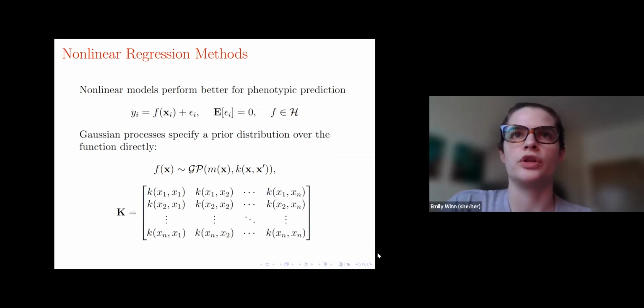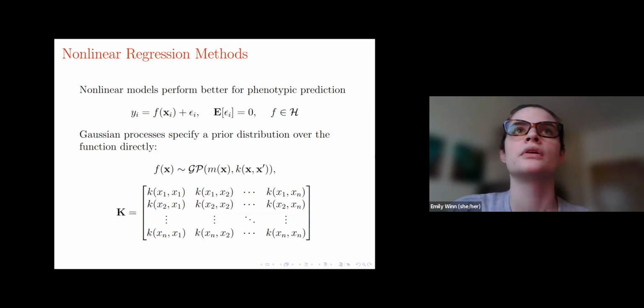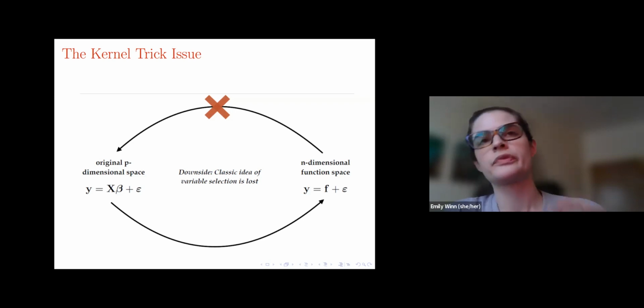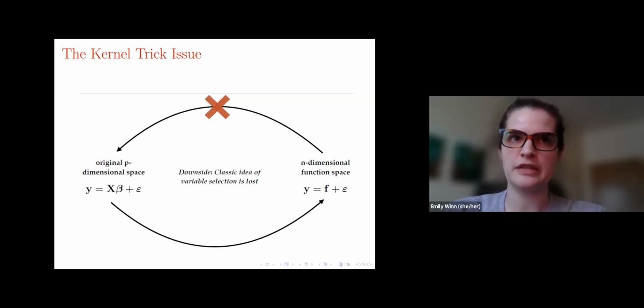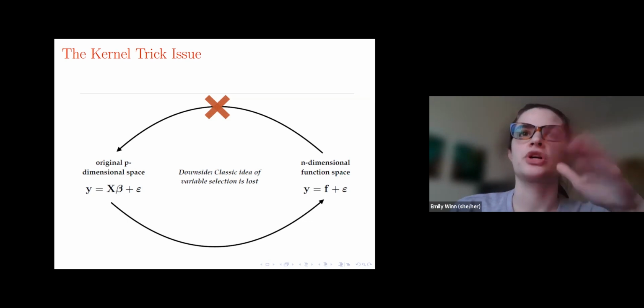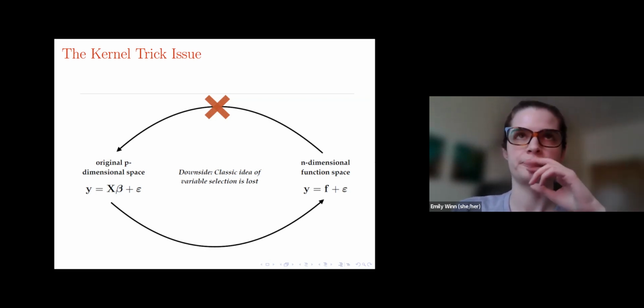So the covariance kernel looks like this, just to give you a visual. It's an n by n matrix where k sub x_i x_j is the covariance between the ith and jth samples. The problem is if we just do this directly, you end up putting this in function space, and it's n dimensional, which is the number of samples. There's no really easy way to put it back into p dimensional space, which is what we want. We want the model to be back in feature space. And there's an issue with the kernel trick. It's hard to do that. And so the classic idea of variable selection is lost once you apply a kernel. So you have to do something to get it back into feature space.